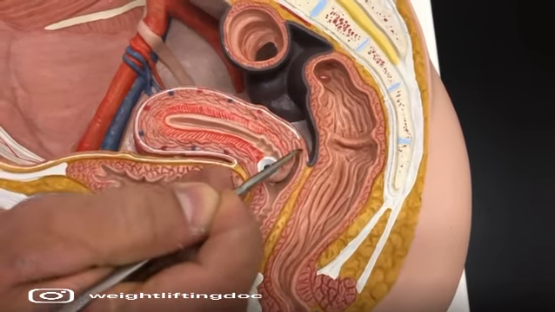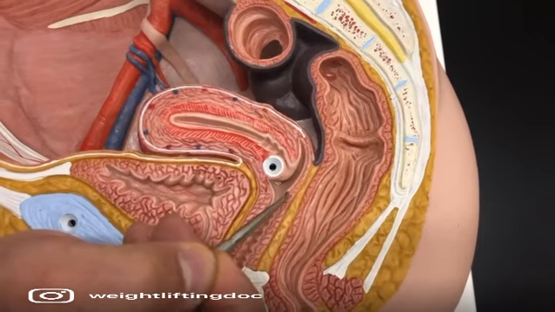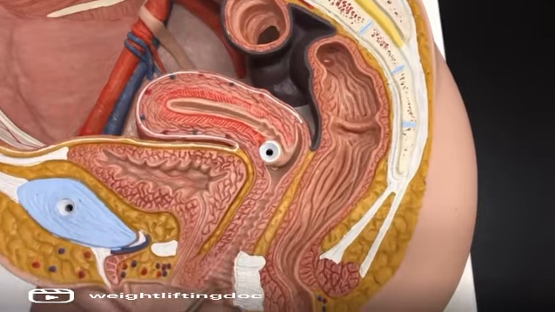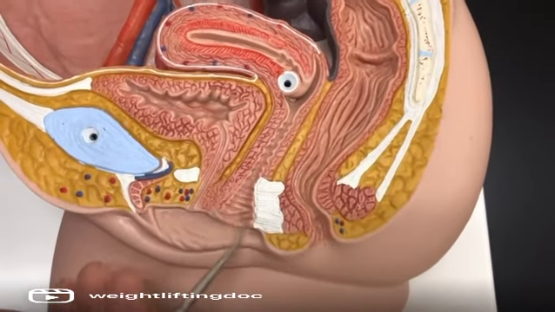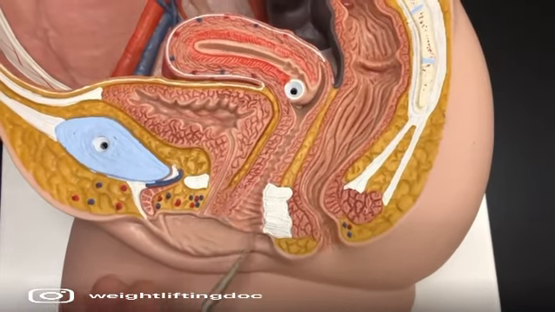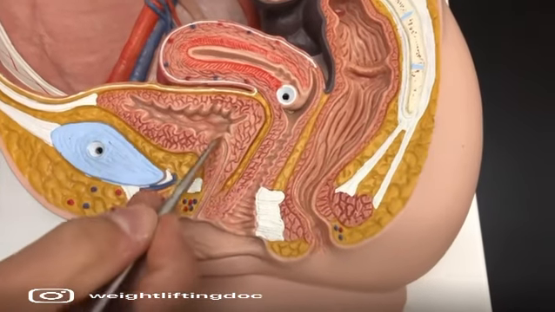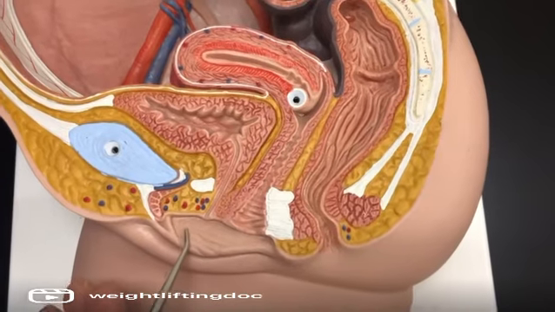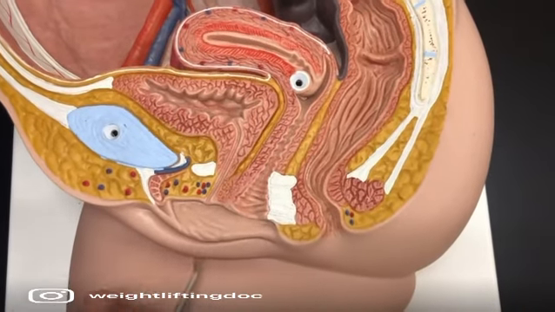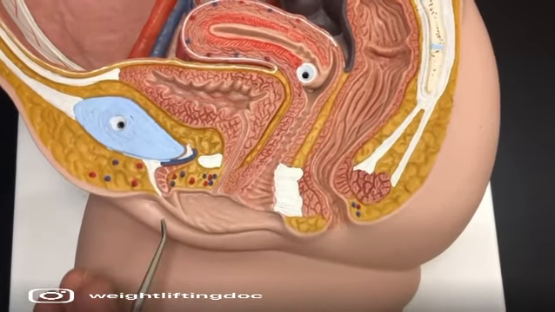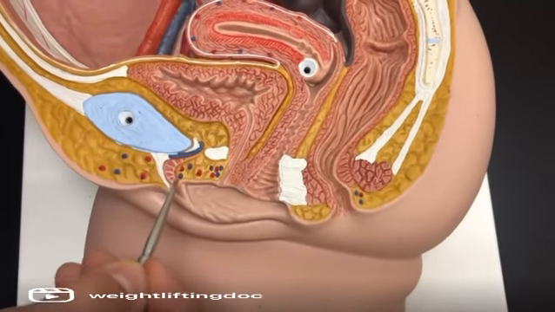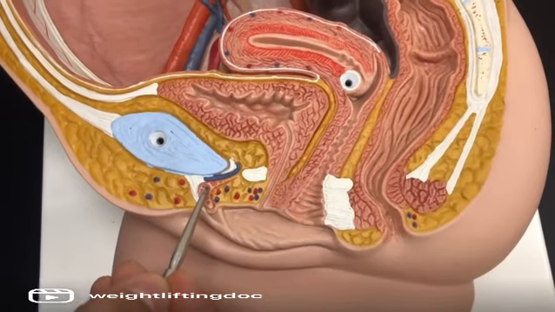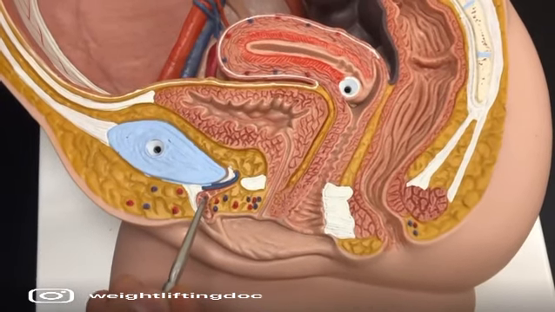This posterior horn here is called the posterior fornix of the vagina, and this is the anterior fornix of the vagina, and this is the vaginal canal, or just the vagina itself, with the vaginal orifice being the opening. This is the urethra for the female and the urinary bladder. We come down here, we've got labia minora, and then on the outer we have the labia majora. This is the clitoris. And let's see what else we want to show on this one. I think that covers this model.